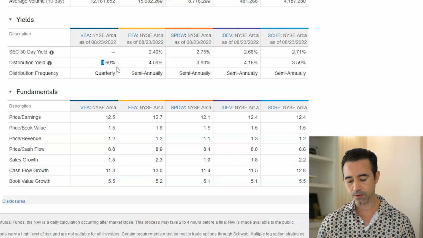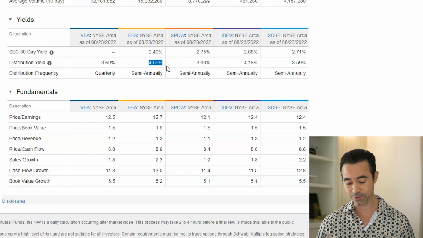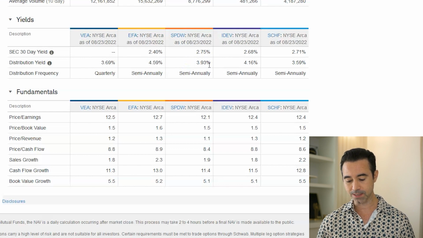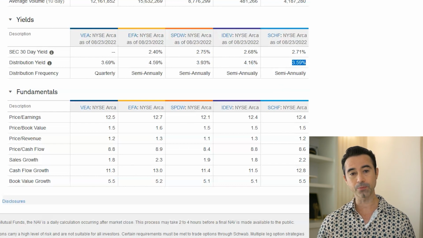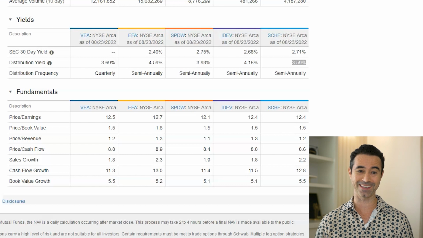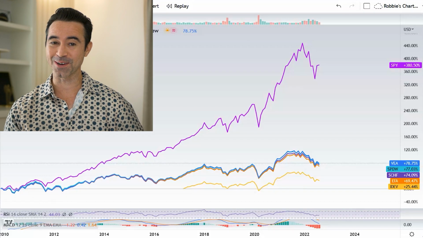So we have 3.69% yield for VEA, 4.59% for EFA, SPDW 3.93%, 4.16% IDEV, and SCHF 3.9%. So we're getting some decent yields in these ETFs. That's actually pretty exciting. All right, let's talk about the returns now.